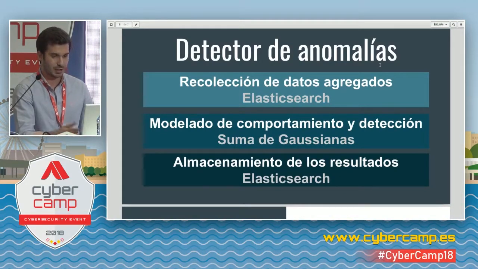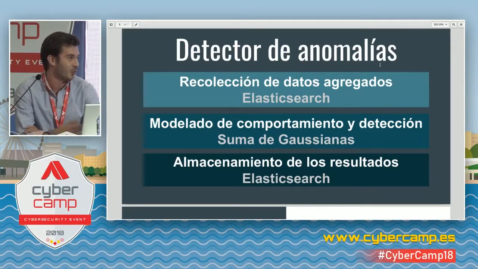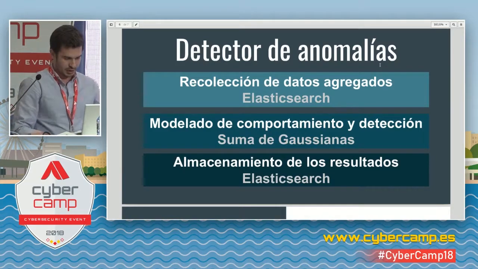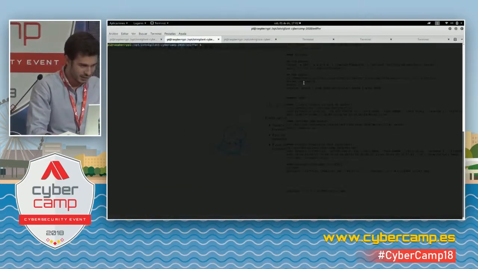Then there is the anomaly detector, thanks to the user's help as well. It uses a Gaussian algorithm, and Victor will explain what that means. And since I'm running out of time, let's start the demo.